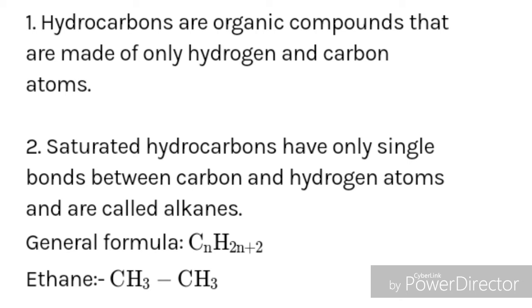Hydrocarbons are organic compounds that are made up of only hydrogen and carbon atoms. Saturated hydrocarbons have only single bonds between carbon and hydrogen atoms and are called alkanes. The general formula is CnH2n+2. An example is ethane, C2H6.